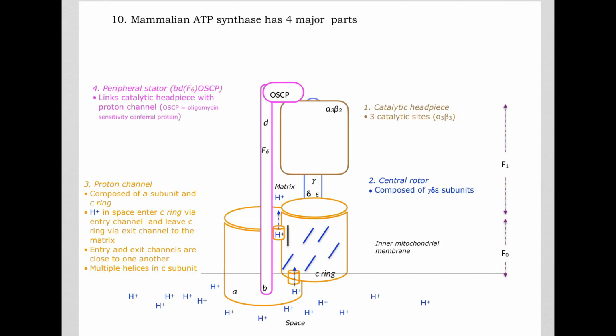And the fourth part of this enzyme is the peripheral stator. This consists of the subunits OSCP, D, F6, and B. Basically, this peripheral stator links the headpiece with the proton channel. So these are the four parts of the ATP synthase. Now that we have an idea about the structure of ATP synthase, let's see how this enzyme works.